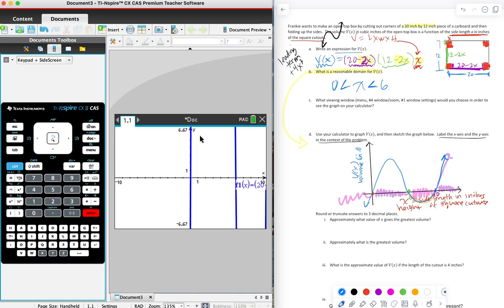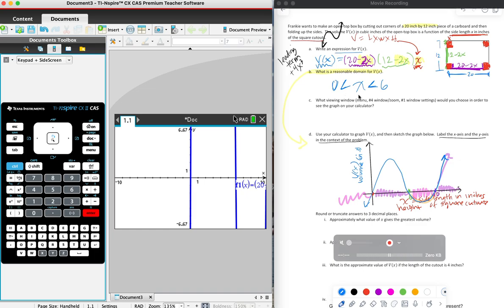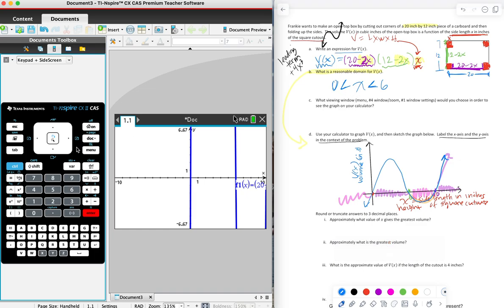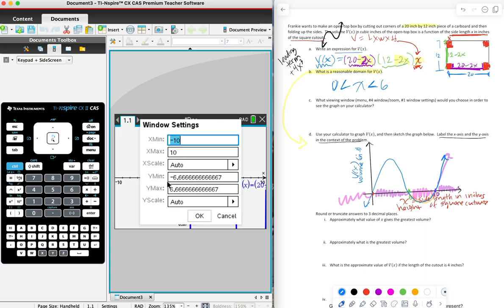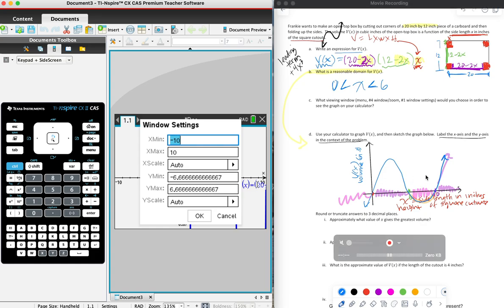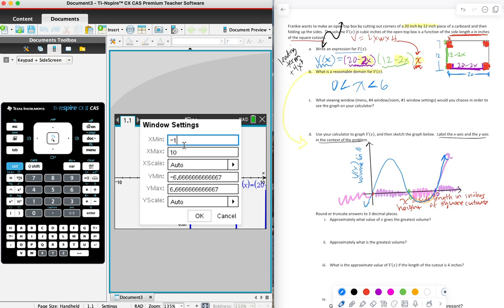I can't really see the graph, which is why I need to change my viewing window. So I go to menu, this button right here. I go to number 4, which is window. I go up here to number 1, window settings, and now I'm going to be smart about the window settings so I can see more of the graph. Well, I have my sketch right here. I know I have a 0 at 0, 6, and 10. Do the negatives really matter? No. So I'm going to reduce those negatives.